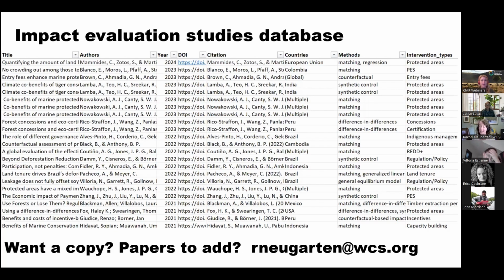There were a lot of papers that had mixed effects. For example, different protected areas categories may have different kinds of effects on deforestation. So happy to share that resource. I would love to build this over time.